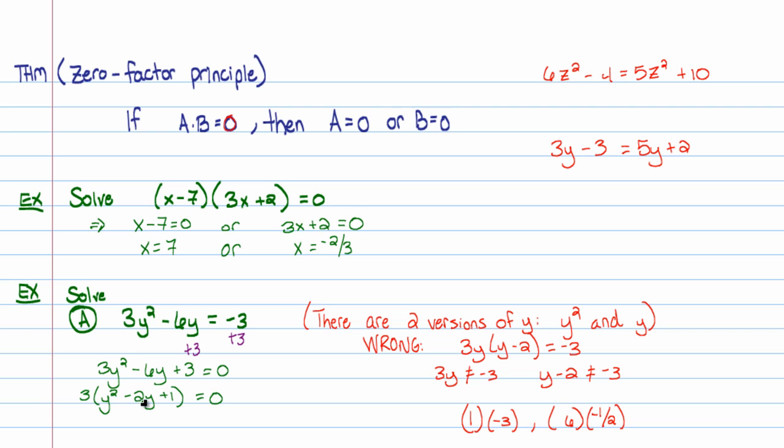And now I can factor that trinomial. That's an easily factorable trinomial. That's just y minus 1 times y minus 1. So this tells me that either y minus 1 is 0 or this other y minus 1 is 0. Now, in reality, that means there's only one solution, right?